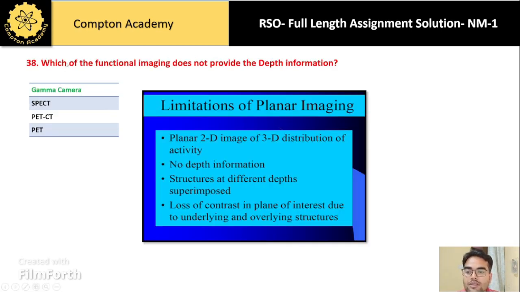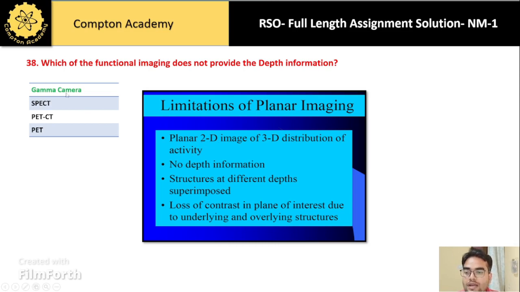Now the question number 38, which of the functional imaging does not provide the depth information? In this, the gamma camera does not provide the depth information. It provides a planar 2D image of the 3D distribution of the activity.